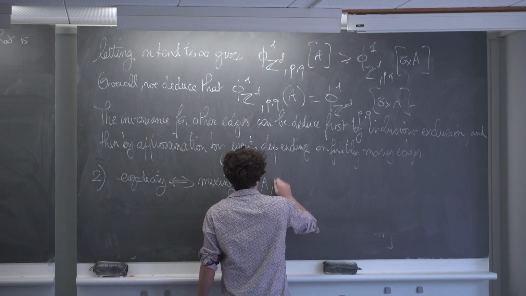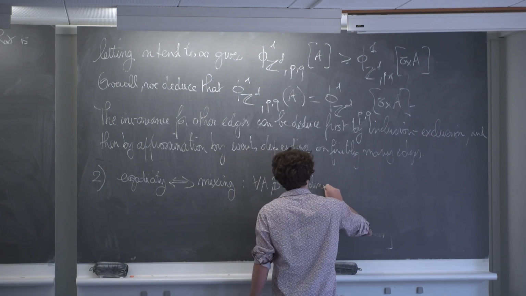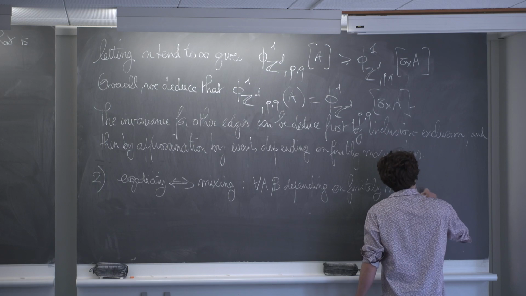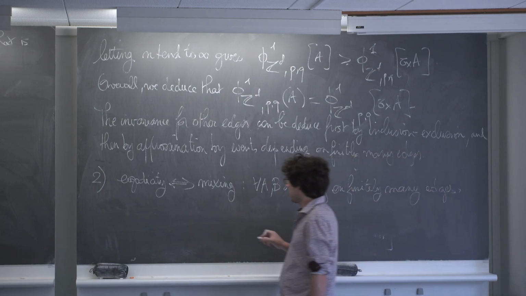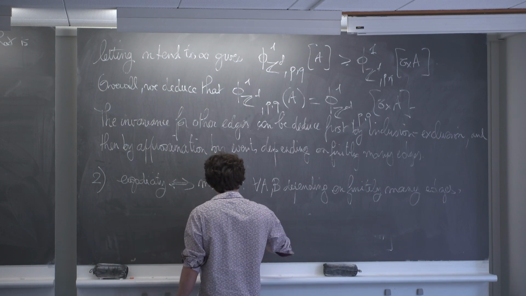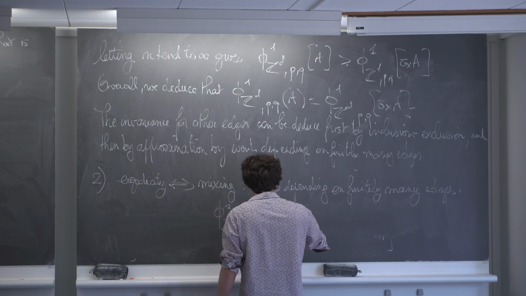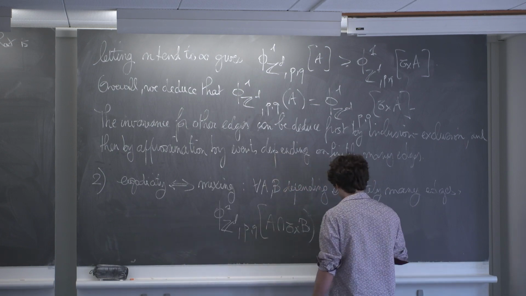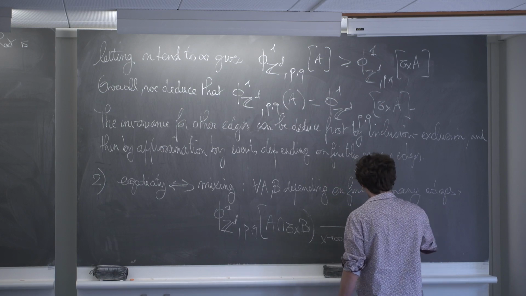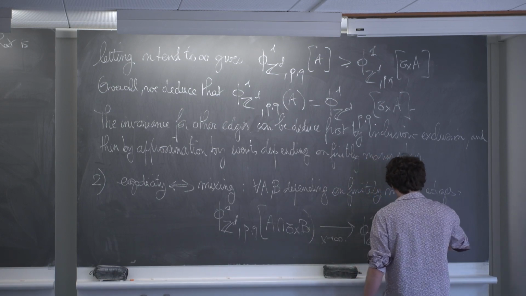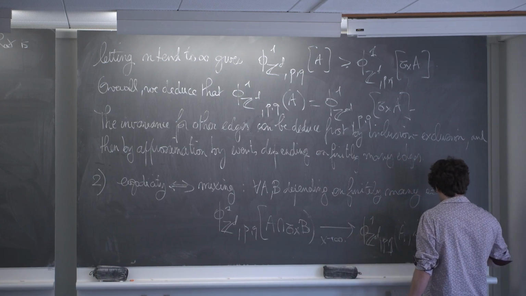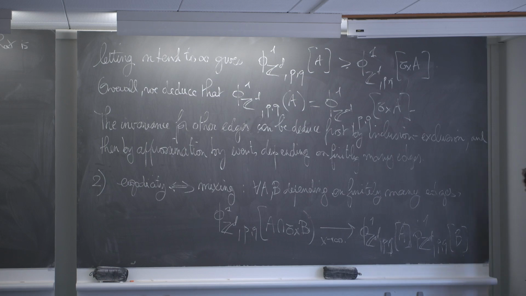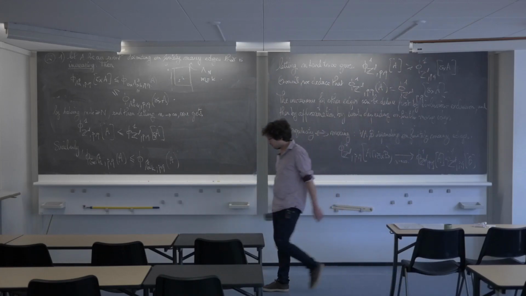which means that for any events A and B depending on finitely many edges, phi ZD1 PQ of A intersected with tau x of B converges as x tends to infinity to phi 1 ZD PQ of A times phi 1 ZD PQ of B. So if I can prove mixing, I would have proved ergodicity.